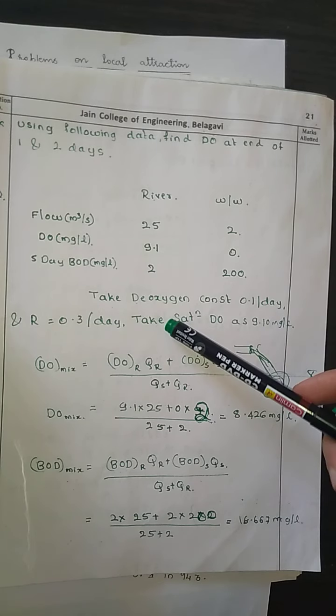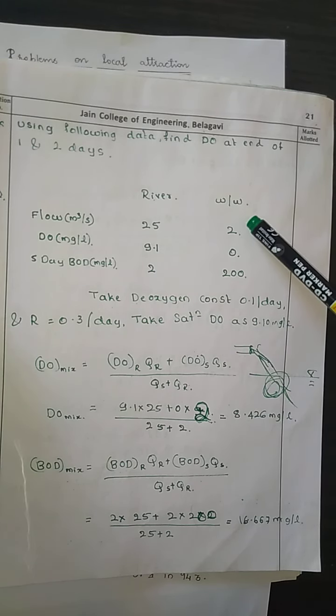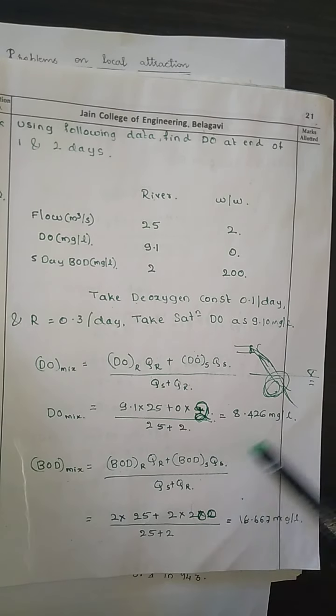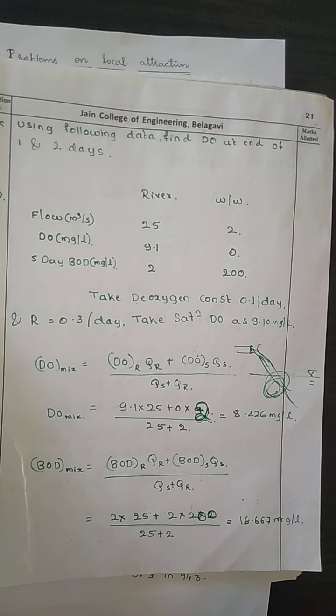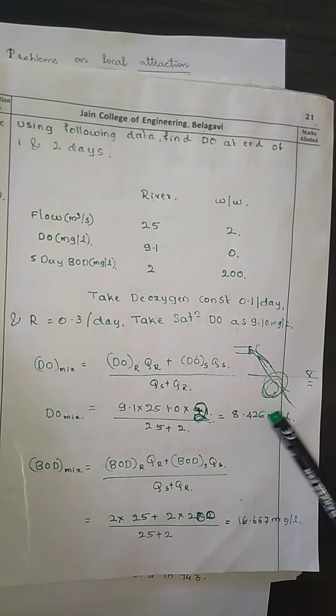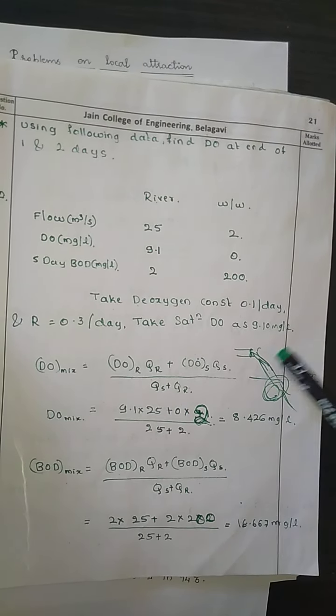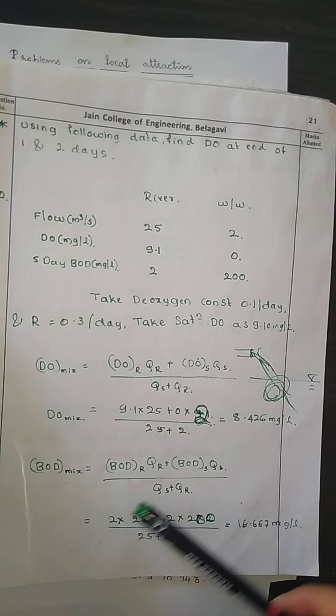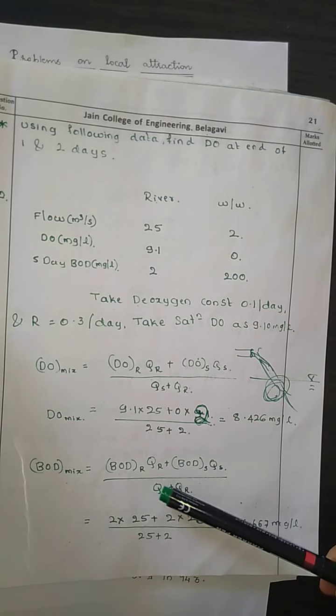So it is 0, quantity of sewage is 2, and then the DO. Now when we simplify it, we are going to get the answer as 8.426 mg per liter. That will be the DO of the mix, after mixing the wastewater and the river. Now we are going to find out the BOD of the river.